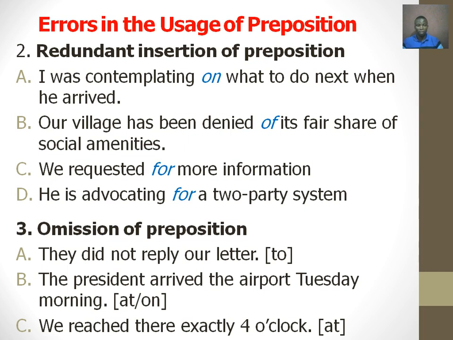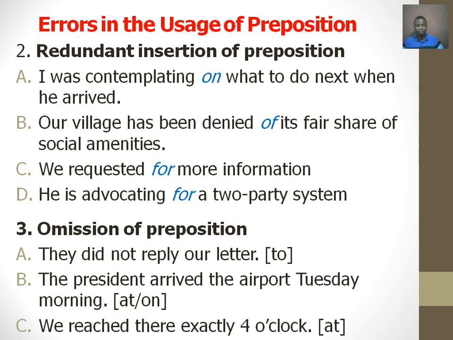Sample C, we requested for more information. For is not needed there. What you would rather say is we requested more information. The same applies to example D. He is advocating a two-party system. He is not advocating for a two-party system. He's rather advocating a two-party system.